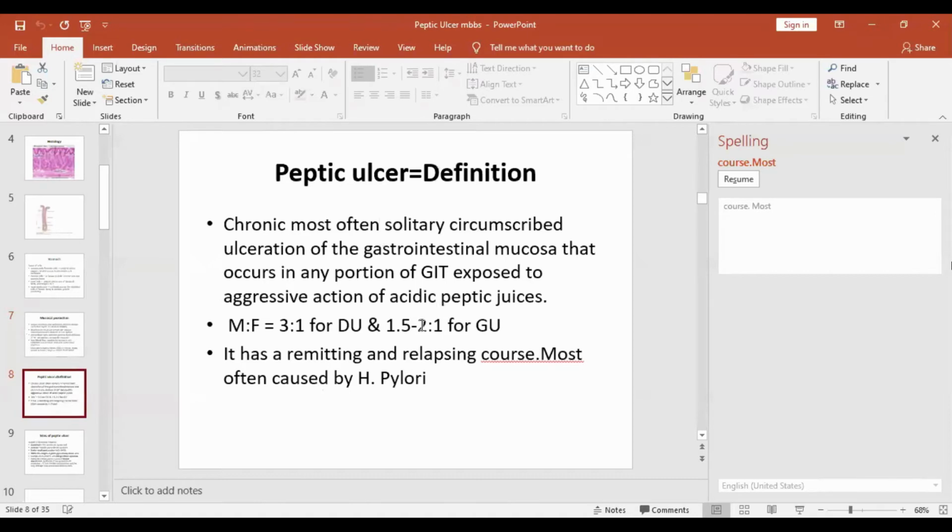Now, what is the definition of peptic ulcer? It is a chronic ulcer and it is generally solitary. So chronic, most often solitary, and very well circumscribed.